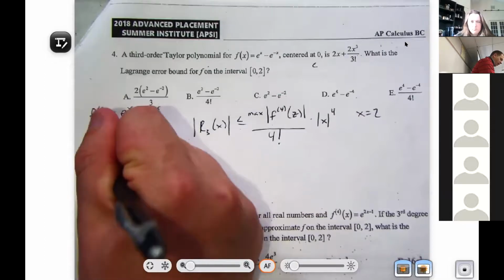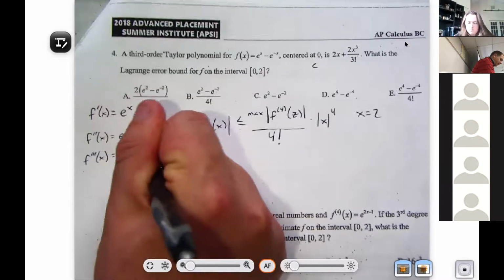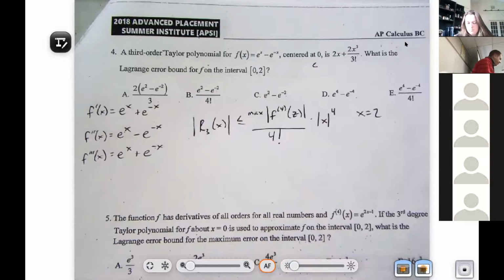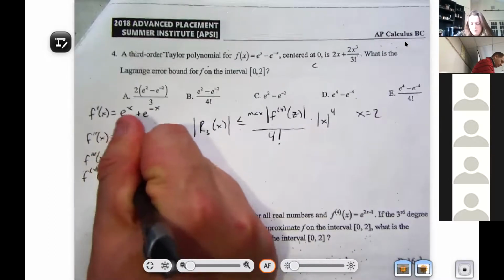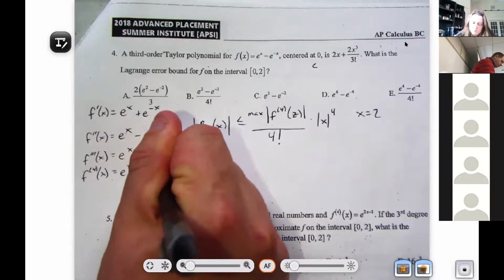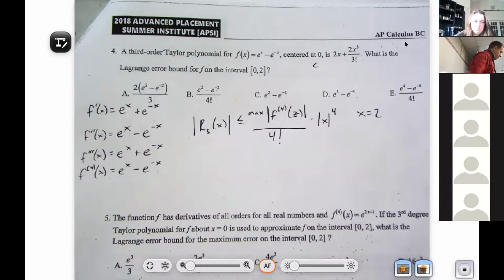F triple prime. And you just see that sign between them keeps flipping. Right there.